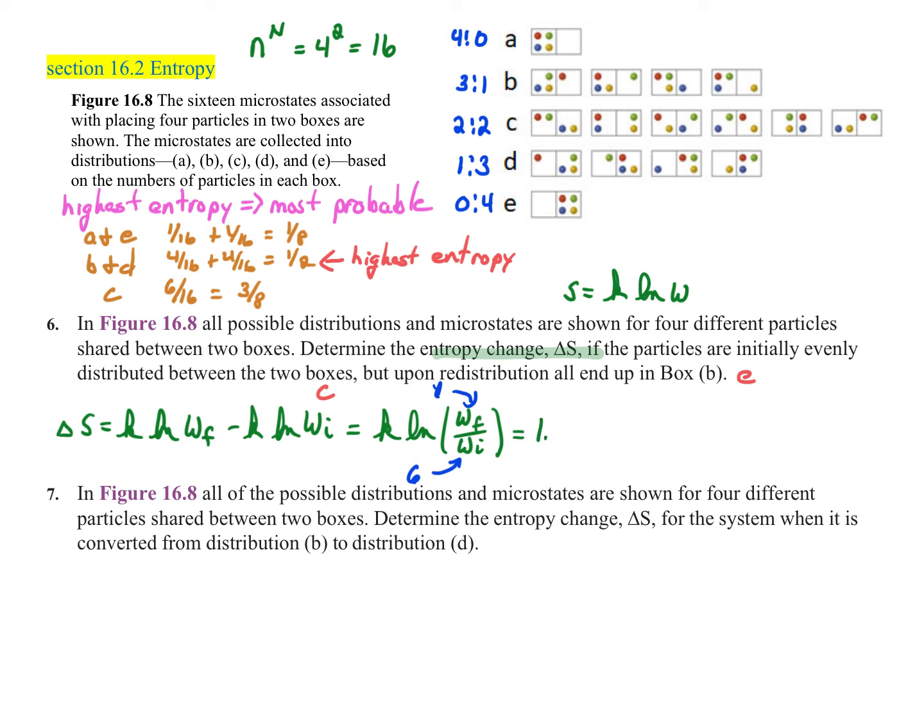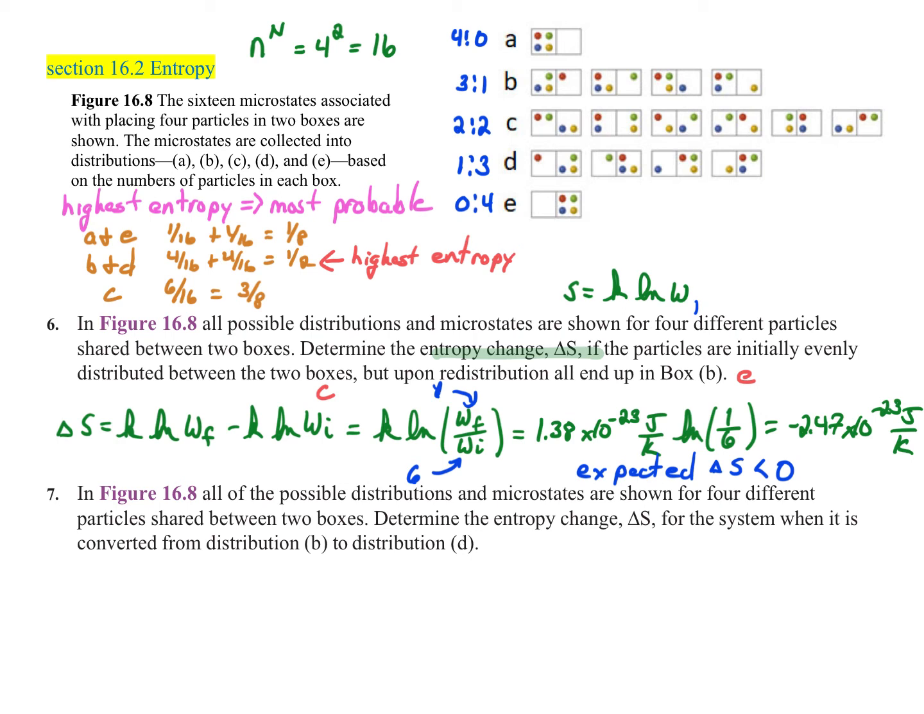K is 1.38 times 10 to the minus 23 joules per K. And then we have ln of 1/6. We get our final answer of negative 2.47 times 10 to the minus 23rd joules per K. Note, we could have expected that delta S would be less than 0 because we are moving to a less probable situation.